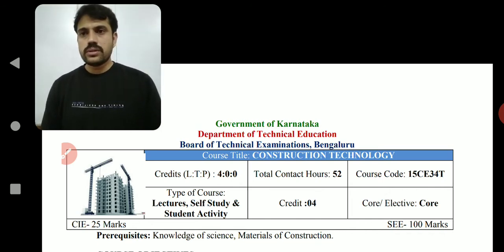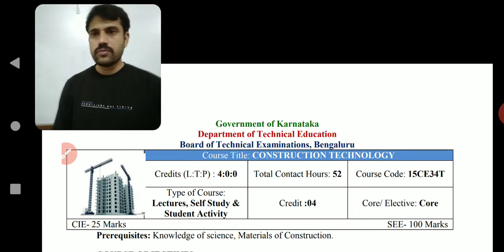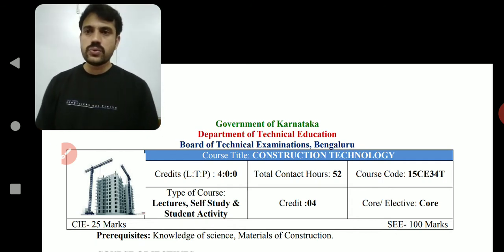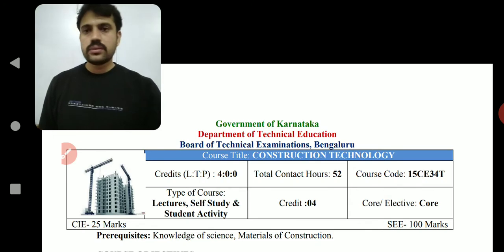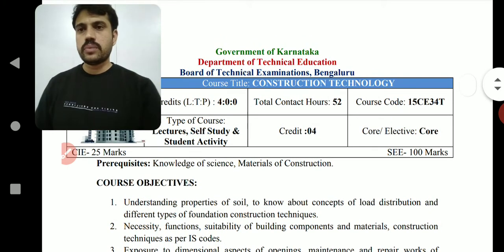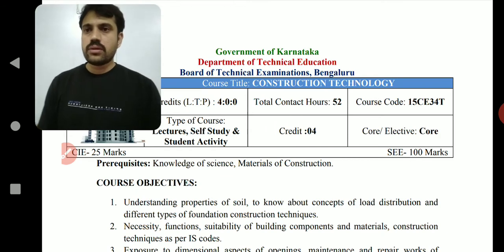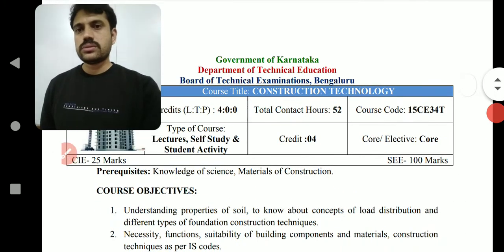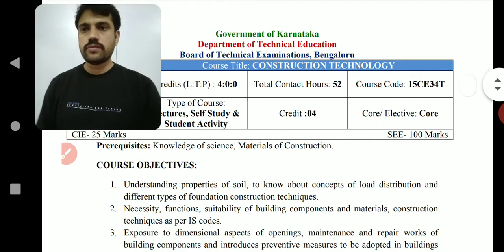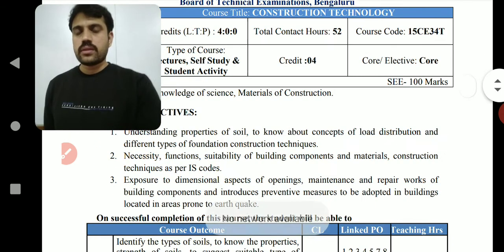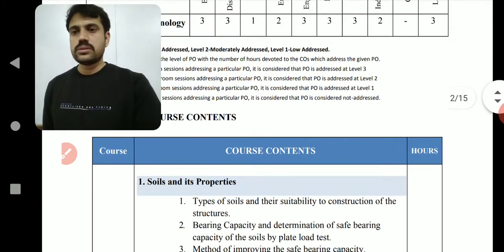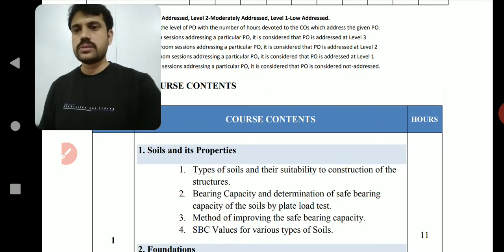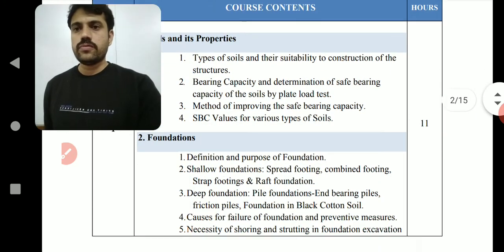So before introducing this subject to you, I want to make you aware of this syllabus. So you can glance here. It is visible to you. Construction Technology is a 4 credit course, and the contact hours are 52 hours. In this syllabus they have included some important topics like soil and its properties, foundations.